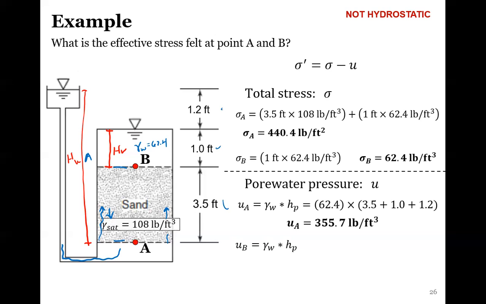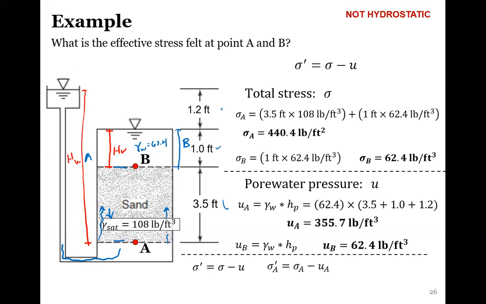For point B, there's the same equation. We would read the pressure at point B. That's this right here. So our effective stress is, again, just total minus our pore water pressure. So at point A, it's 84.7. And at point B, it is 0.